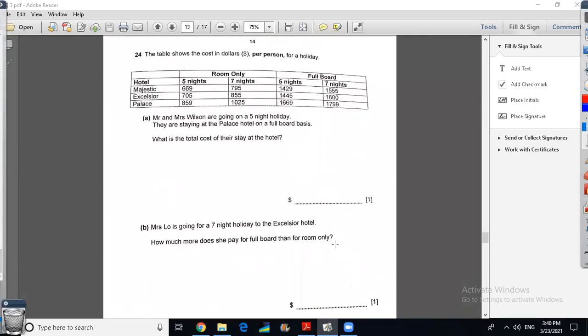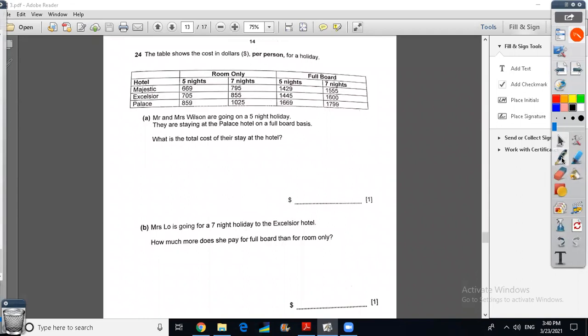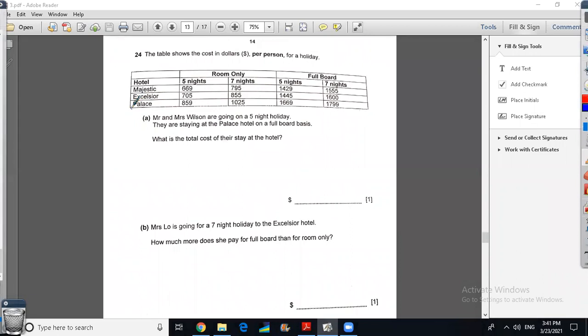Okay, here they want the total cost of their stay at the hotel if they are staying at the Palace Hotel. So here's the Palace Hotel. How many are they first? They said the table shows the cost in dollars per person. But how many are they? They said Mr. and Mrs. Wilson. They are two people. So remember, these prices are per person. So here is the Palace Hotel, but do they want full board or room only? They said full board. So I'm going to go to full board.